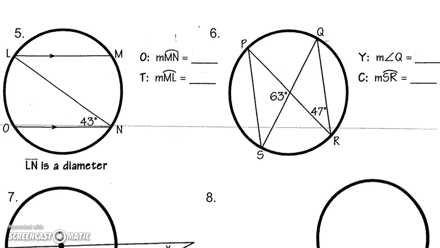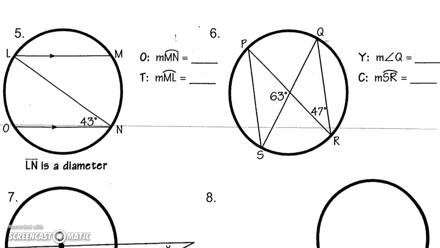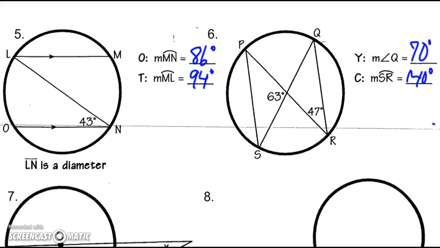Go ahead and pause the video and attempt to do 5 through 8 on this page. So for number 5, we have an inscribed angle. So it corresponds to half of that angle, and because this is a diameter, because we have parallel lines, you know that's 43, and we can double it to 86, and then because of the diameter, we can cut the rest of it to be 94.